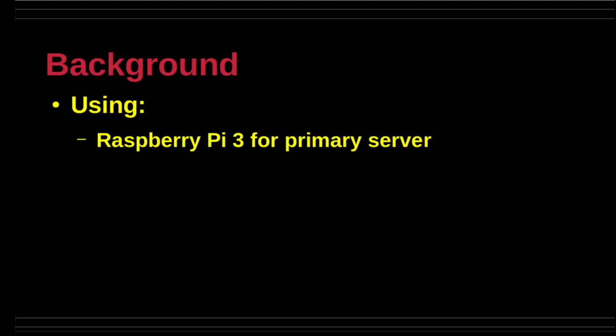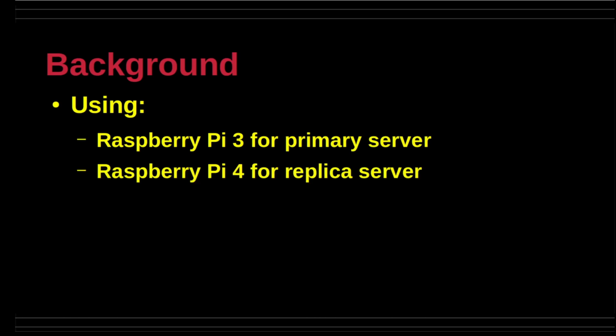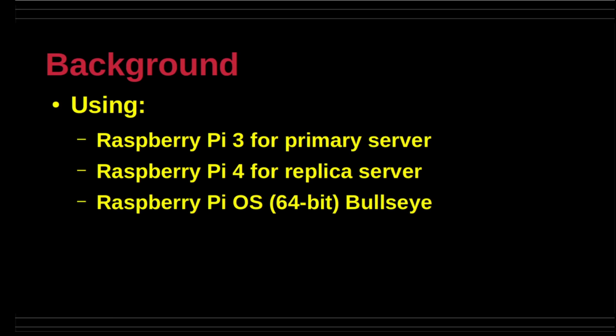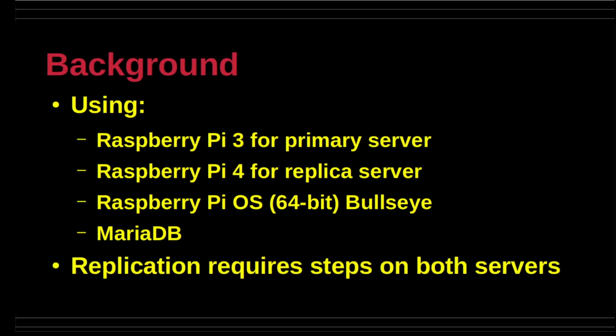The terms master and slave have been used for replication in the past. The preferred terms for these two roles now are primary and replica. In this demonstration, the primary server is a Raspberry Pi 3 computer. The replica server is a Raspberry Pi 4 computer.